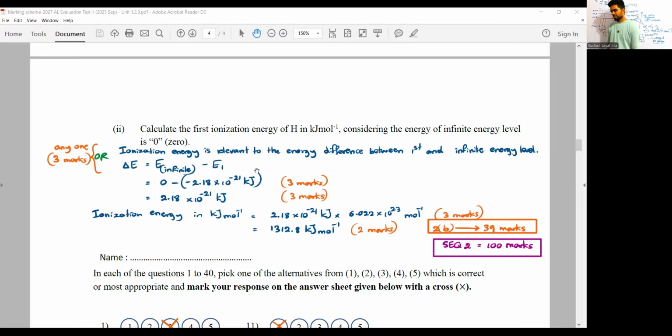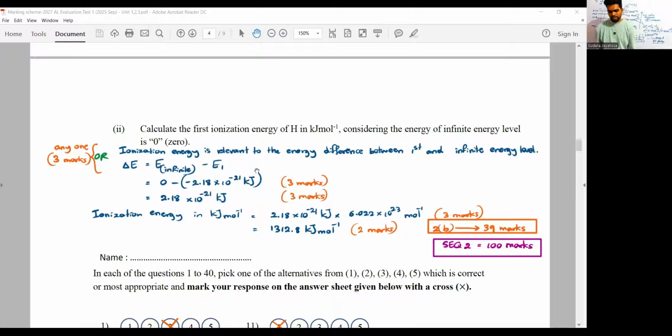Then they're asking for it in kilojoules per mole. Now you found it in kilojoules for one electron, and then multiply that by the Avogadro constant to get it for 1 mole of electrons. So that is how the second structured essay is asked.